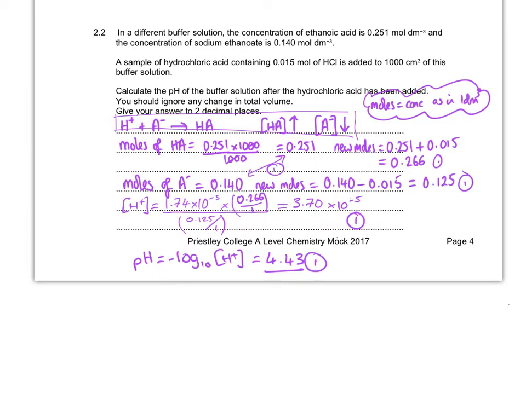Okay, this particular question is worth 5 marks. You can see how I've awarded those marks. So these original moles, you'd only get 1 mark for both of those. You then get a mark each for adjusting those correctly. You then get a mark here for working out the hydrogen ion concentration, and finally a mark for working out the pH.